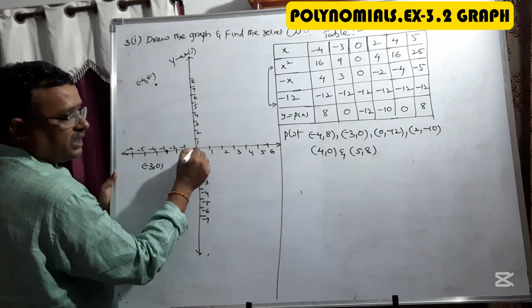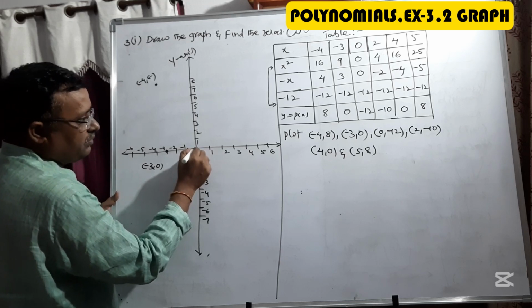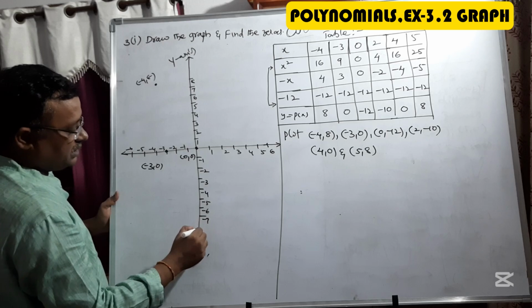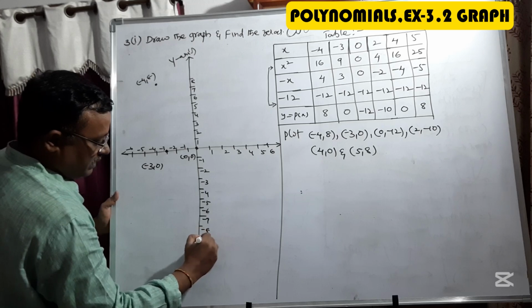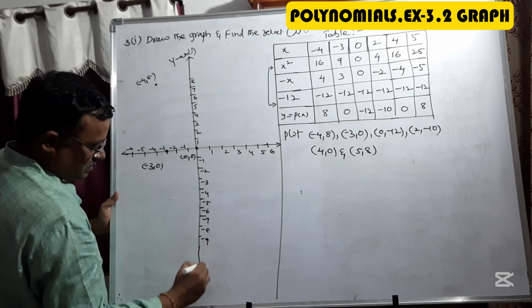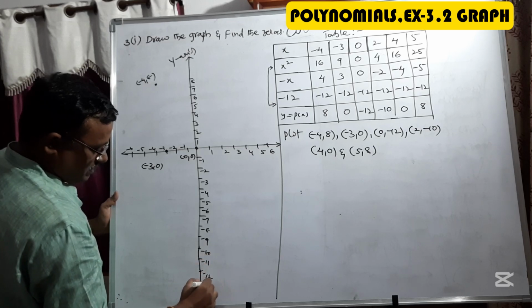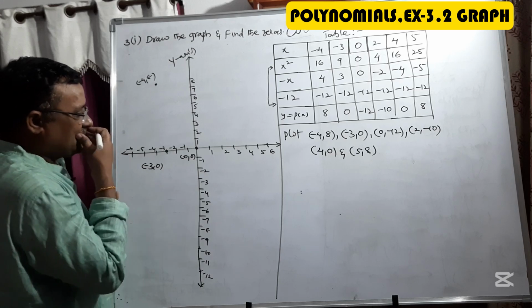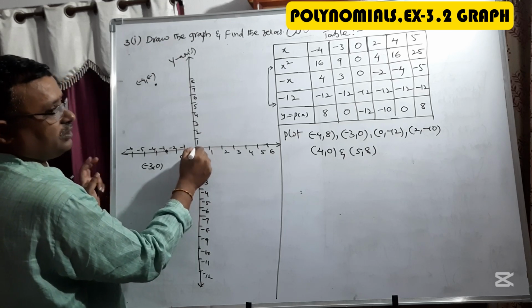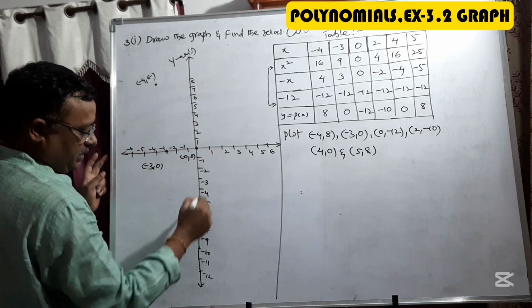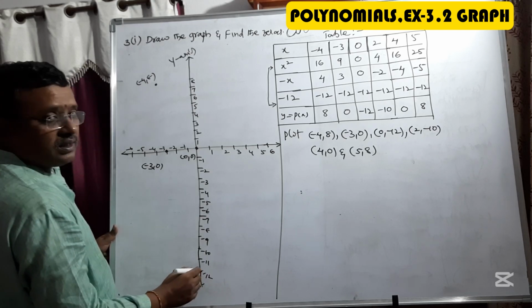From the origin, x coordinate 0 means on the x-axis the movement is 0, no need to move. Y value -12 will be down, so we have to prolong the axis. -8, -9, -10, -11, -12. This is the y-axis. Once again, (0, -12) means from the origin, x value 0 means x-axis movement 0, y value -12 means this one. So this point represents (0, -12).